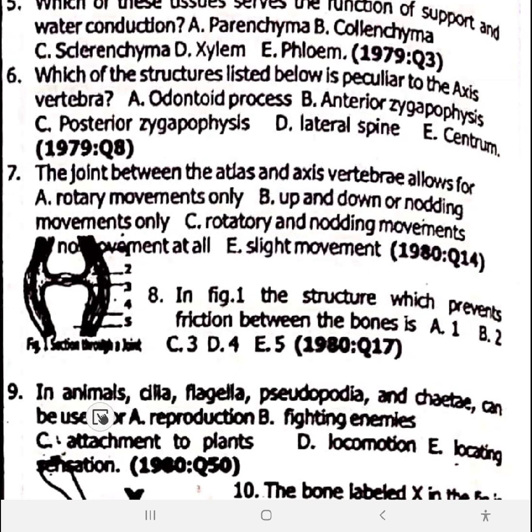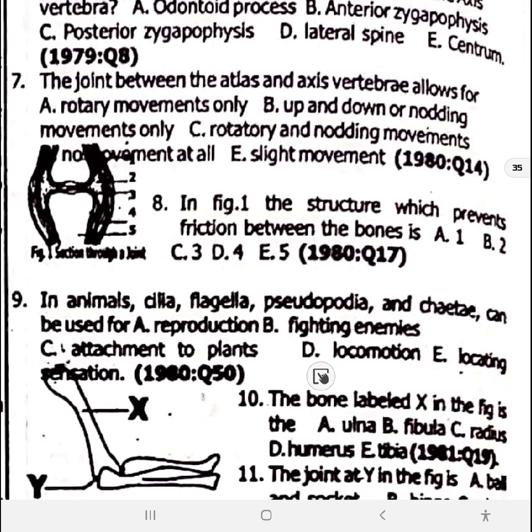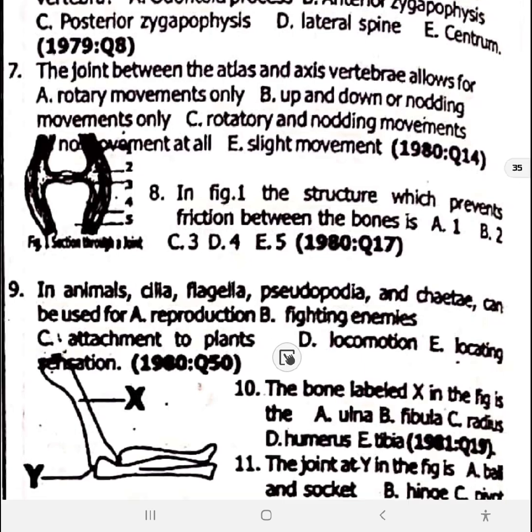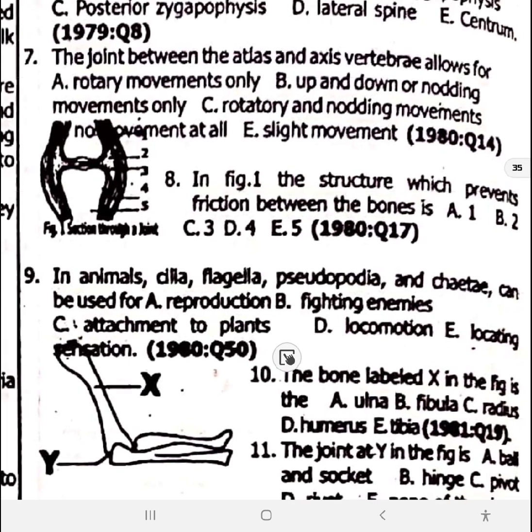9. In animals, cilia, flagella, pseudopodia and chetae can be used for locomotion. 9 is option D, locomotion. Why? You might ask, which one is chetae? C-H-A-E-T-A-E. Chetae is the way the earthworm moves. No, not lumbricus. The earthworm, that's how it moves.